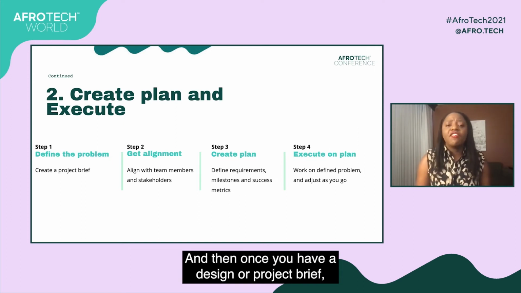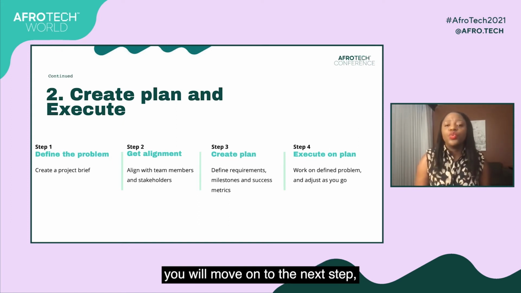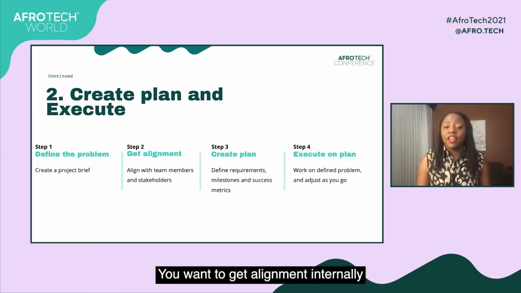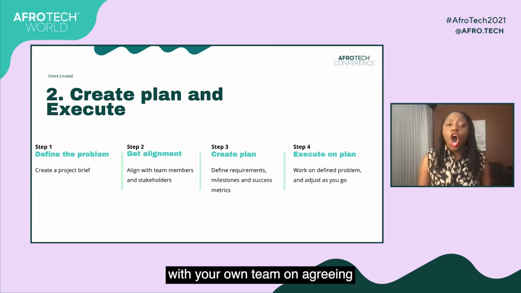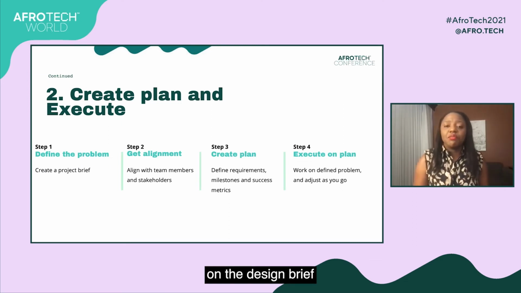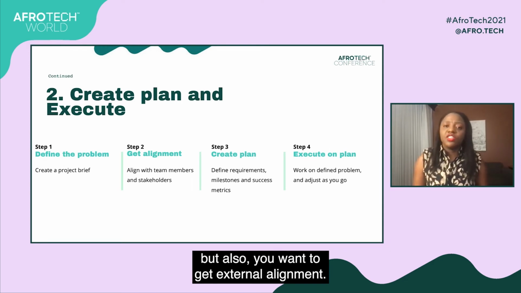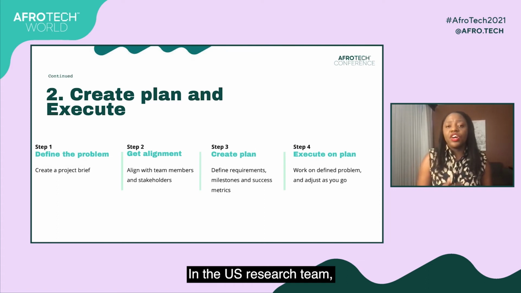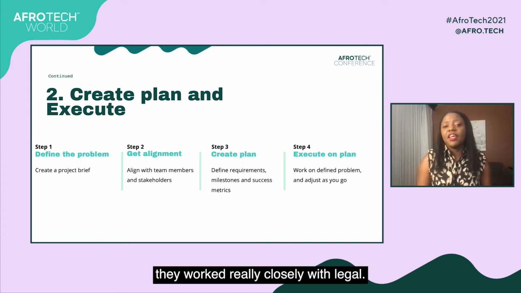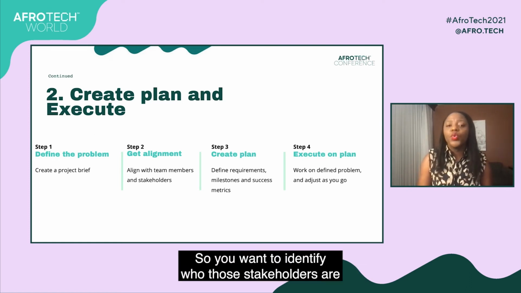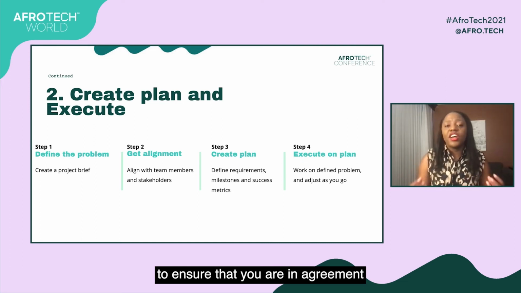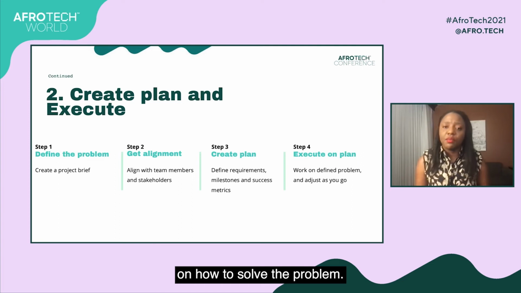And then once you have a design or project brief, you will move on to the next step, which is getting alignment. You want to get alignment internally with your own team on agreeing on the design brief, but also you want to get external alignment. So you want to identify who those stakeholders are. In the UX research team, they worked really closely with legal. So you want to identify who those stakeholders are that you want to get alignment with to ensure that you are in agreement on how to solve the problem.